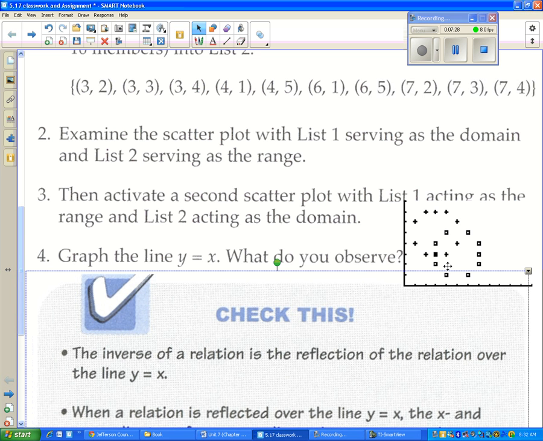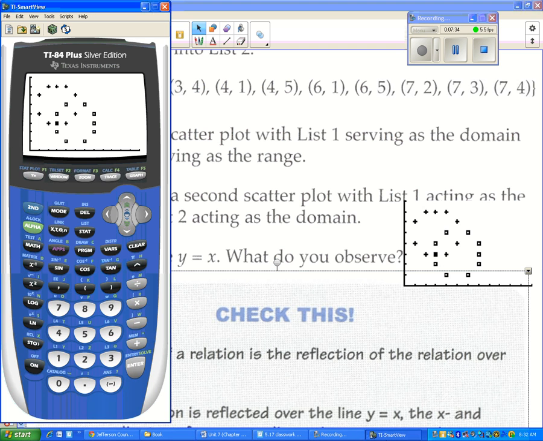Okay. Number 4 says graph the line y equals x. So I'm going to go back to my calculator. I'm going to hit y equals, and I'm going to make y1 equal to x. And if I go ahead and graph this, what do you observe? It's symmetrical around that line y equals x. It's symmetrical. I get that reflection.